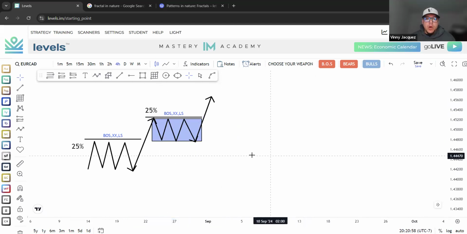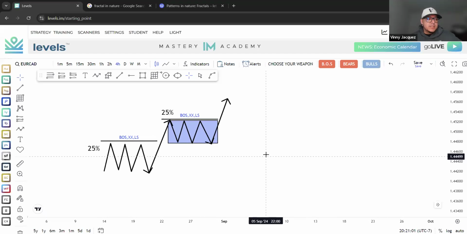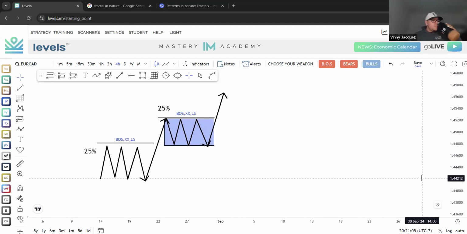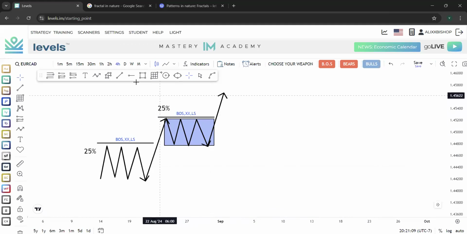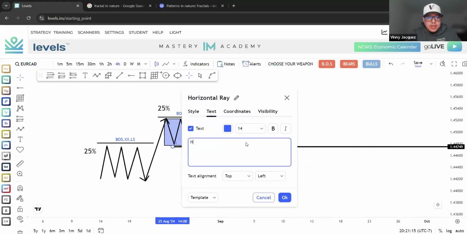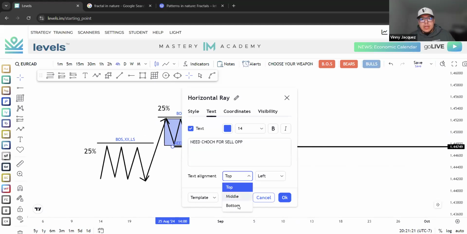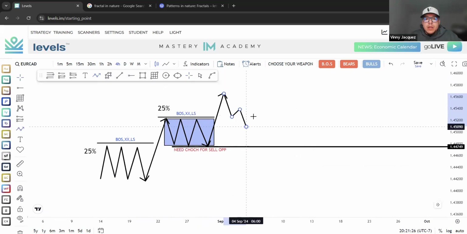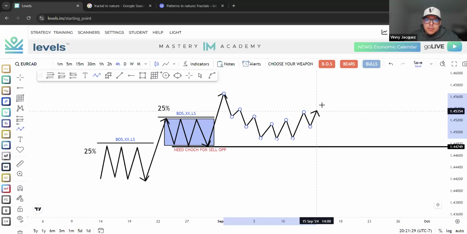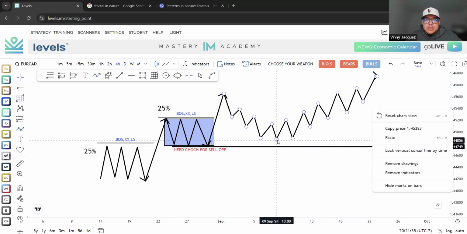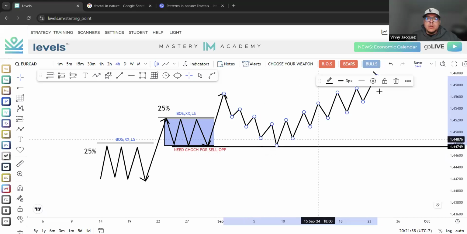Now, we're missing one thing, guys, for extra confirmation. Does anybody know what it is? We're missing one thing for extra confirmation. Your change of direction line. So let's go ahead and add change of direction or sell opportunity. Label it and leave it like that, because if we don't break and close below that line, the market can still end up going higher. Does that make sense, guys?